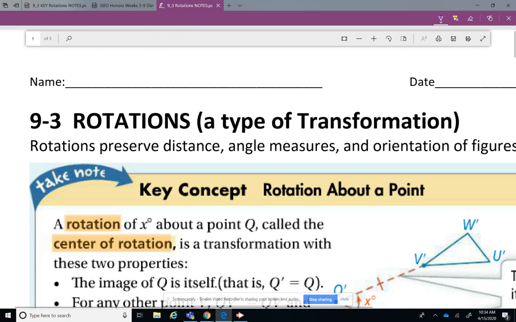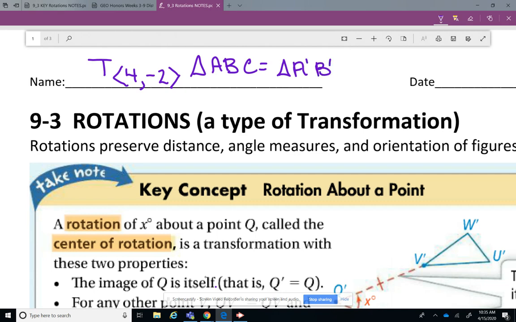If I was going to translate, I would say I'm going to translate 4 units to the right. That means I'm going to change my X value. And 2 units down. And then I'm going to tell you what I'm translating. We'll say triangle ABC. And when I translate it, yes, I'm going to end up with triangle A prime, B prime, C prime. All right, so that was a translation.